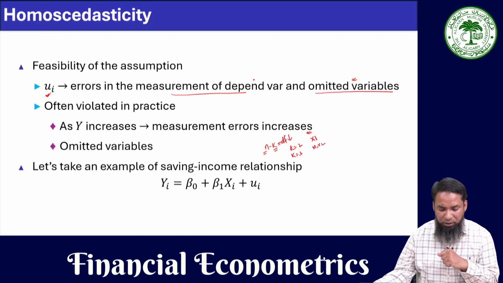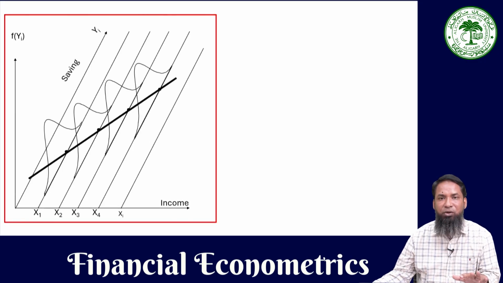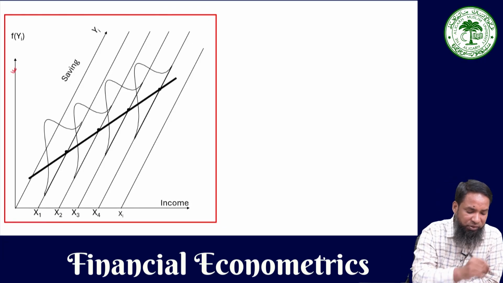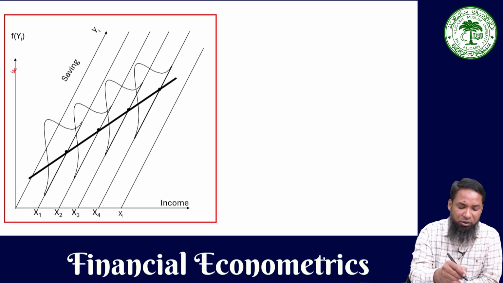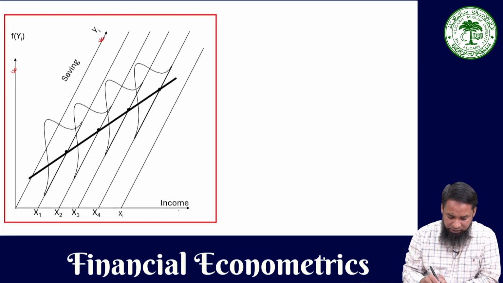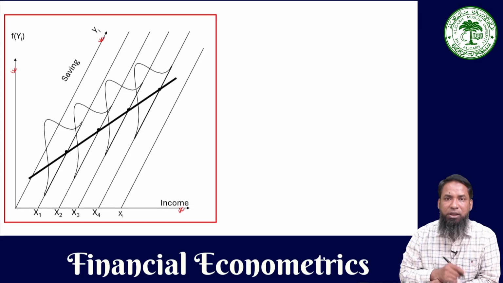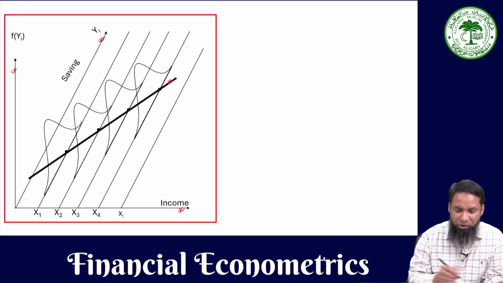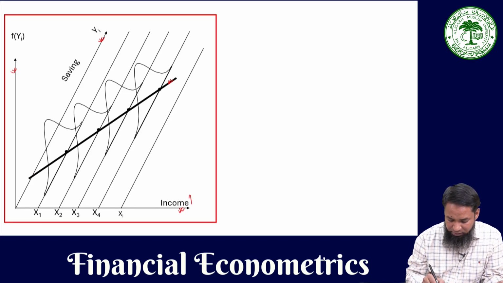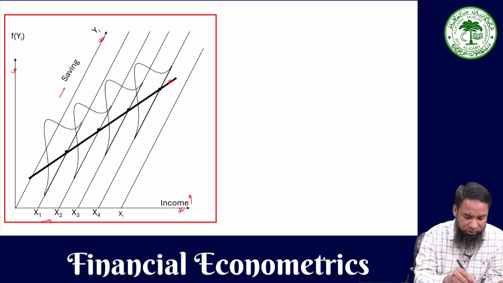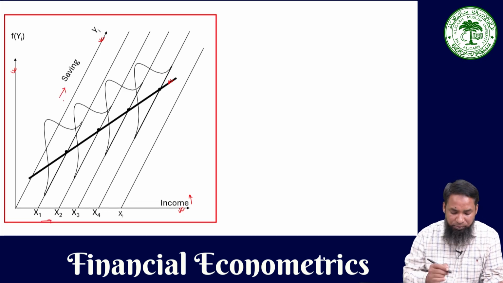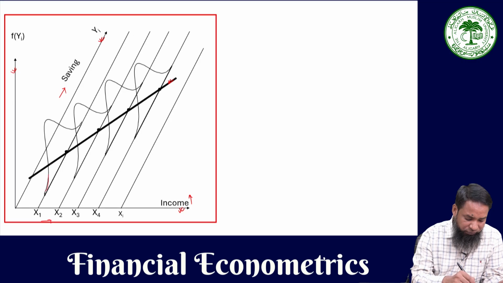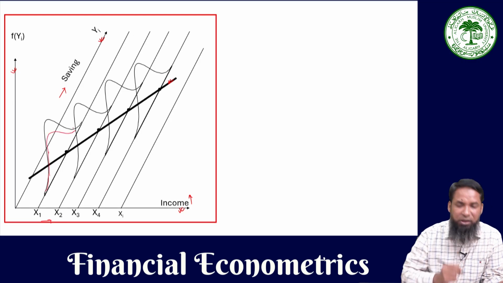So basically we have this scenario here. Here we are assuming this is a 3D diagram, where we have the functional relationship between saving and income, and on the y-axis we are measuring saving, and on the x-axis we are measuring income. Basically, it shows the relationship between saving and income. From this estimated regression line, we observe that as income increases, saving is also increasing. Another important observation we can get from here is that the dispersion at every income level is the same.